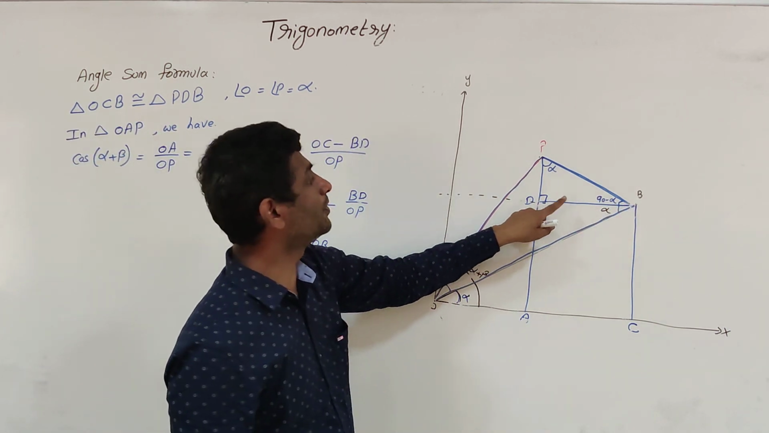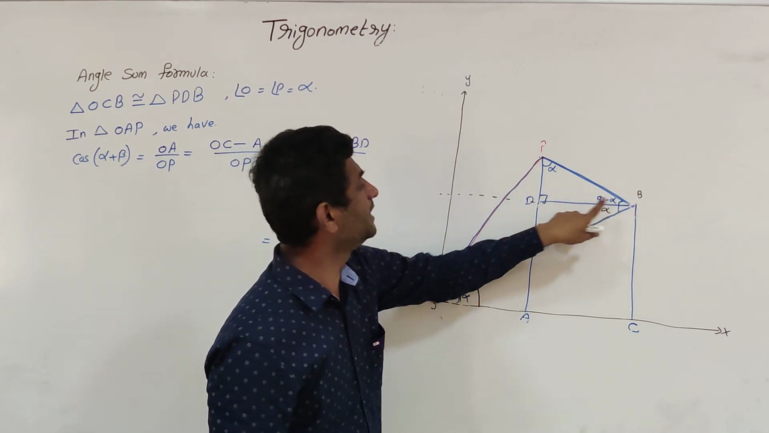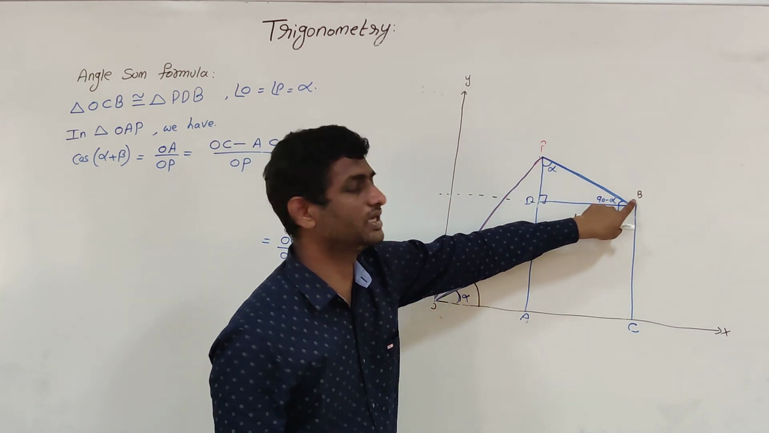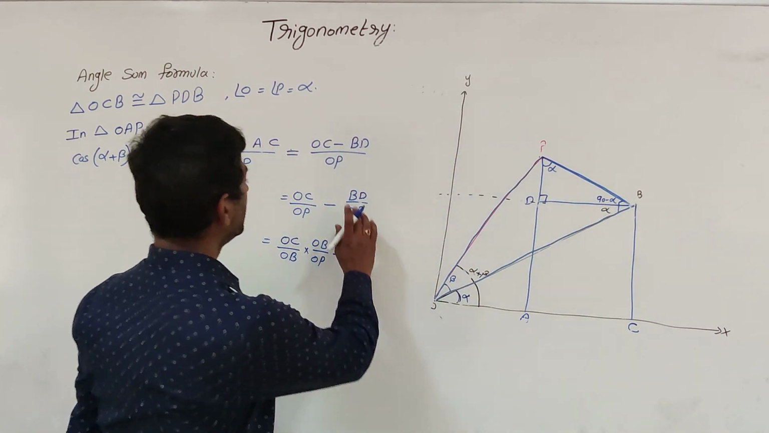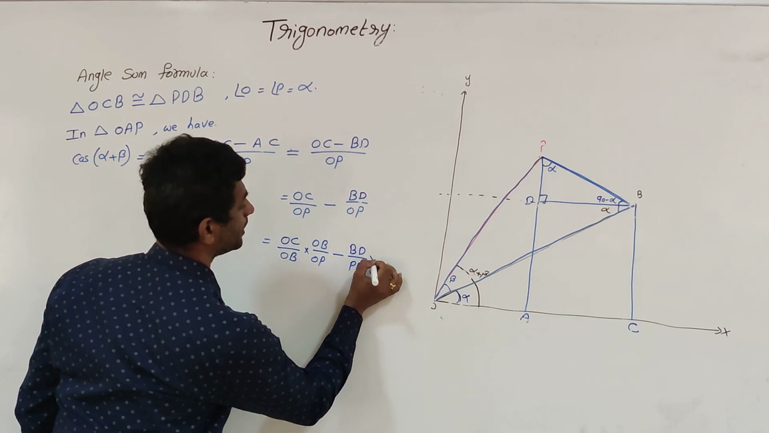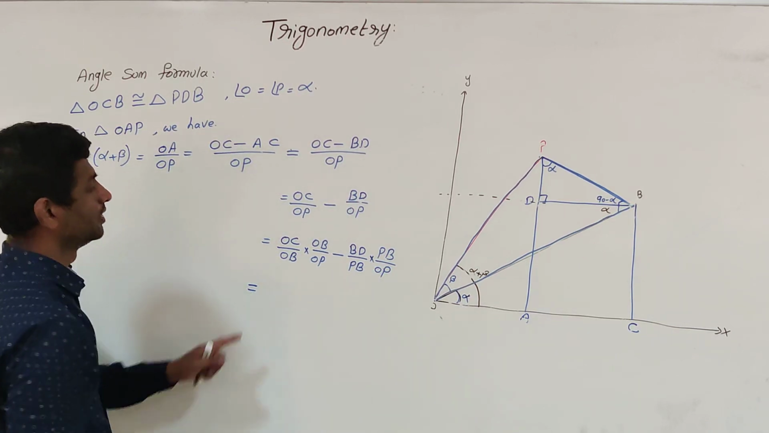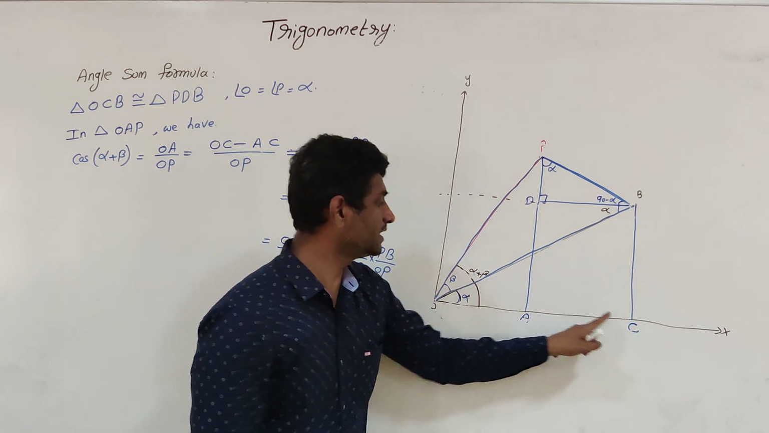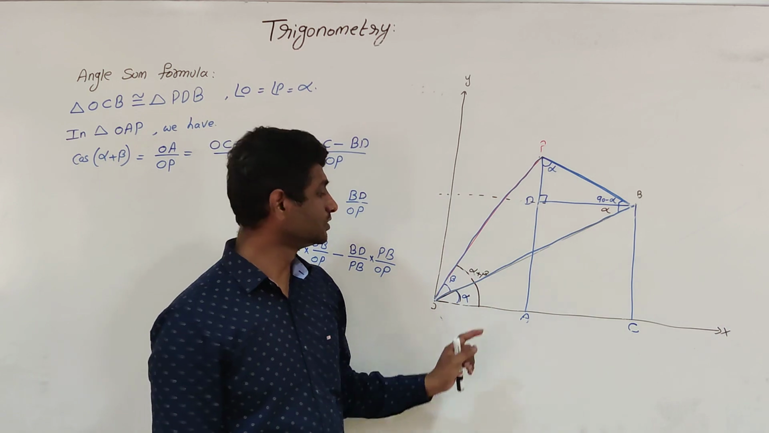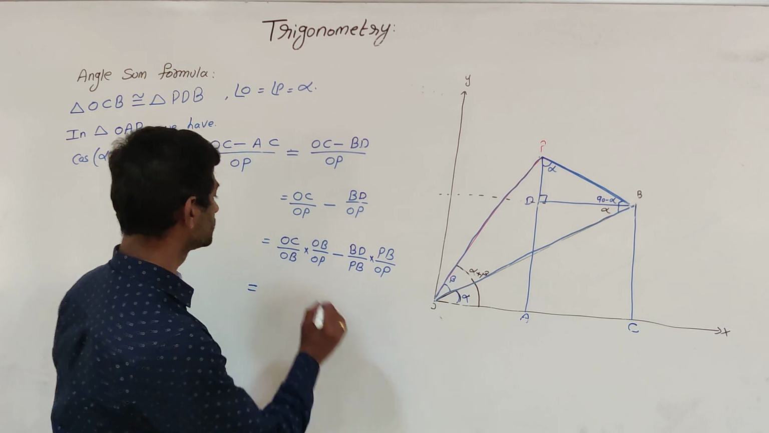BD is the opposite side for alpha in triangle PDB. BD is the opposite side and PB is the hypotenuse. So multiply and divide by PB into PB by OP. Now OC by OB. OC is the adjacent side for alpha and OB is the hypotenuse. So adjacent side by hypotenuse for alpha means it is cos alpha.